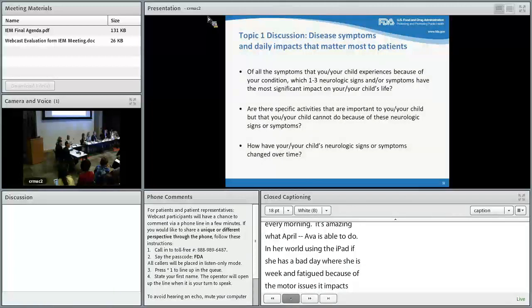And so she's much less able to grasp her spoon, feed herself, gets food all over herself, is unable to enjoy the iPad, which she really enjoys and engages with. So again, the motor issue ties in with the neurologic issues that she has.